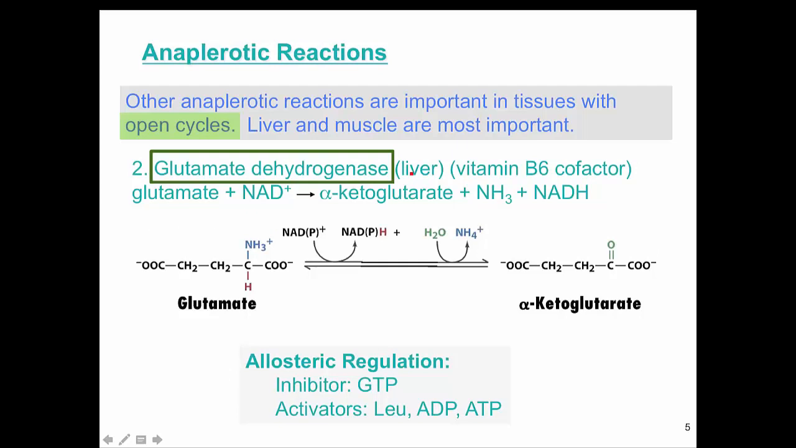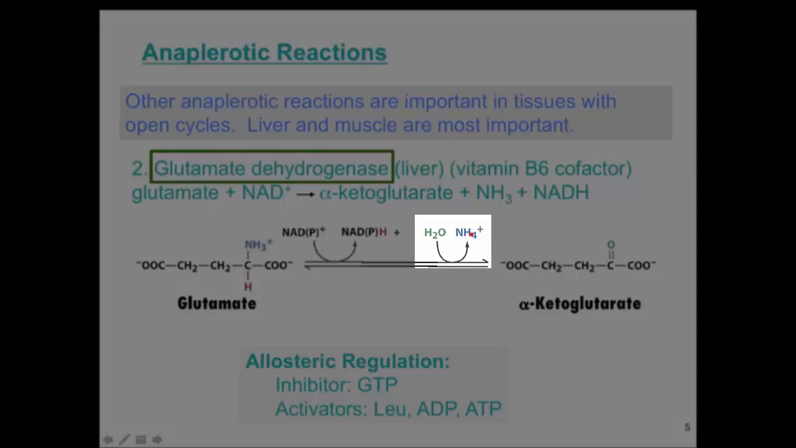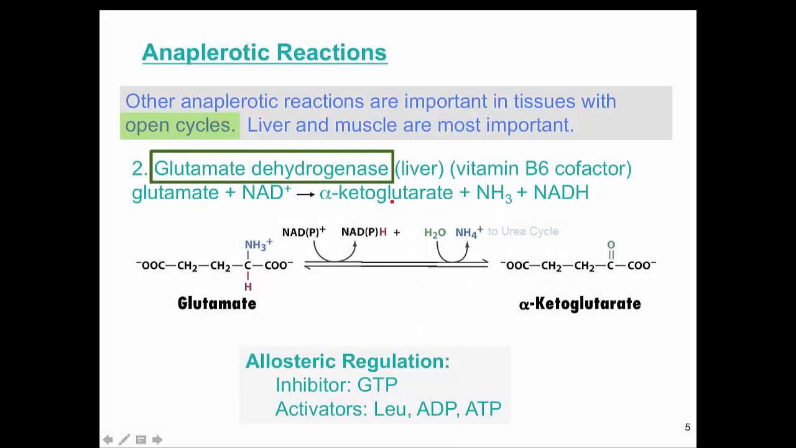This enzyme is usually expressed only in the liver, can also be expressed in the kidney during prolonged fasting, and it has vitamin B6 as a cofactor. Now, this enzyme serves two functions. One is that it's anaplerotic in liver, and the other is, you'll recall, that it produces ammonia for the urea cycle, for the synthesis of urea, and that explains why this enzyme is liver only. Half of the nitrogens for the urea cycle come from ammonia, and much of this ammonia is produced by this enzyme.